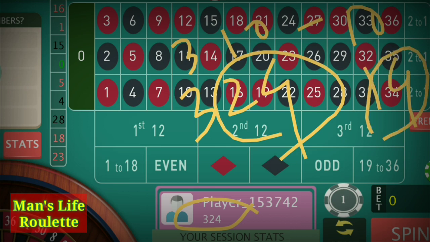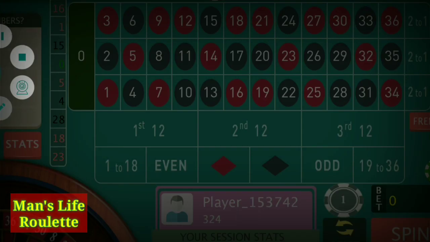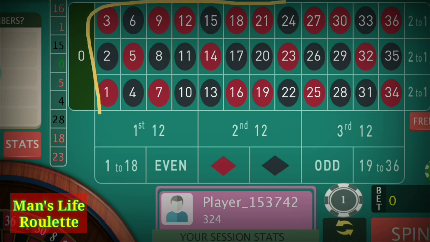So how does this strategy actually work? The strategy is quite simple. You have to cover at least two-thirds of the table. In this strategy, I have covered 24 numbers out of 37 on the table. And after every loss, I have increased 1 unit at both positions. And after winning, I just rebet and play.